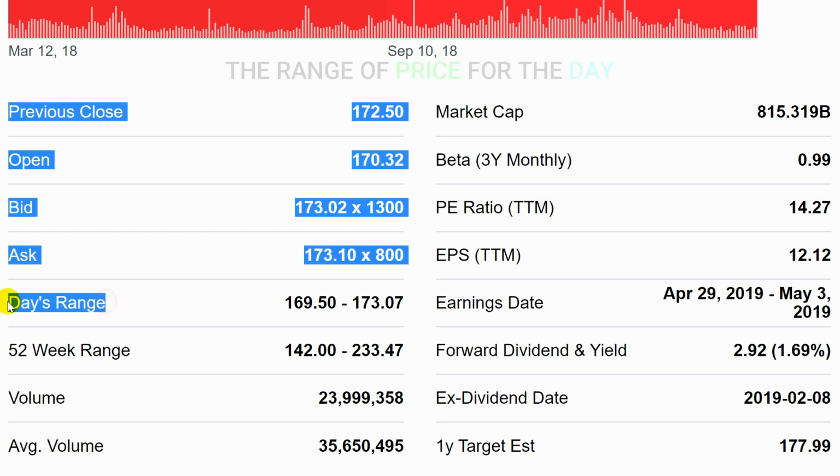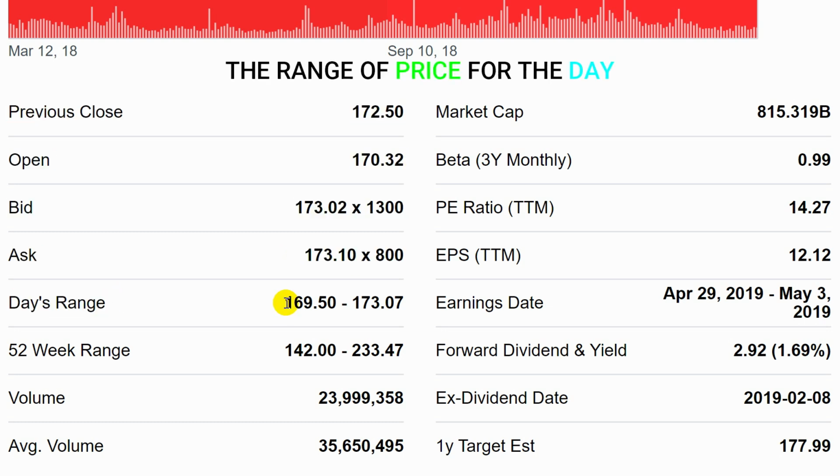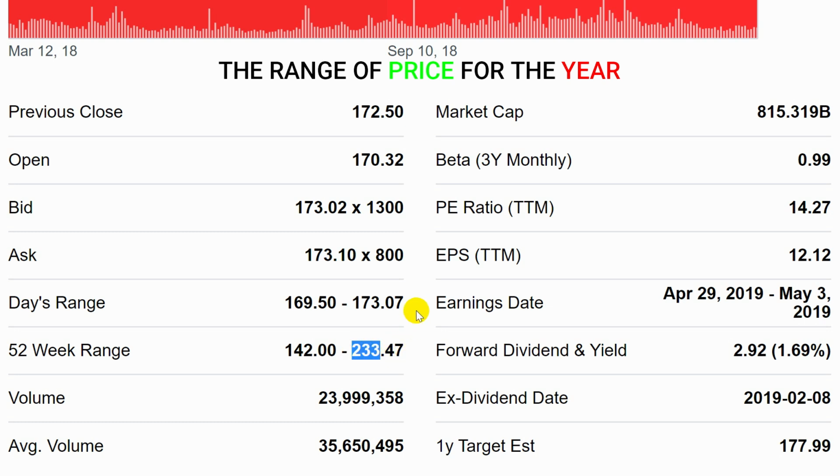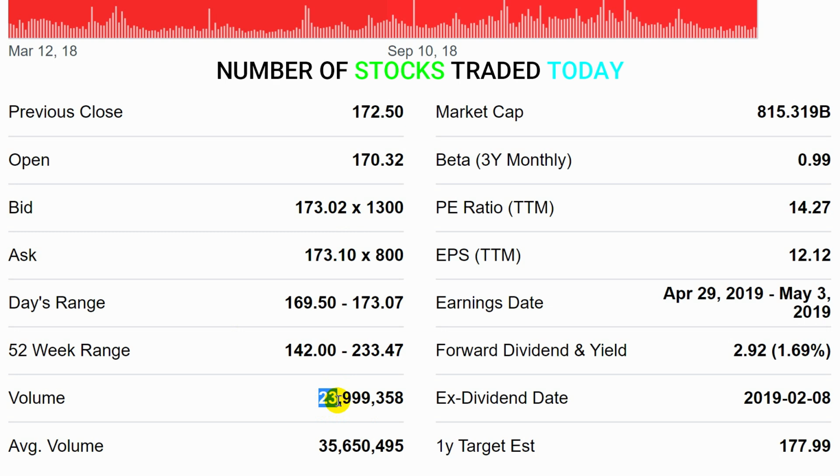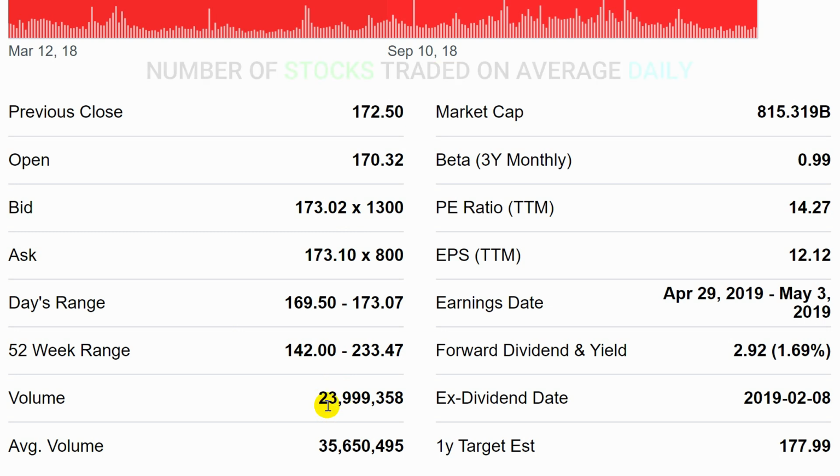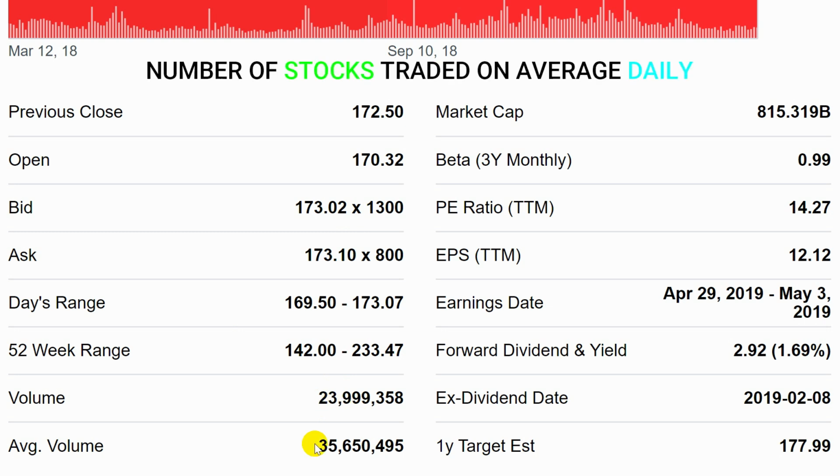The day's range is the lowest and the highest of the price. So for Apple today, the lowest was $169 and the highest was $173. 52-week range is the same as the day's range except for the year. So for Apple for the year, $142 was the lowest, $233 was the highest, which is much higher than today. Volume is how many shares of Apple were traded today, so almost 24 million shares of Apple. Average volume is how many shares are traded daily over a long period of time, usually about 3 months. So on average, 35 million shares of Apple are traded daily.